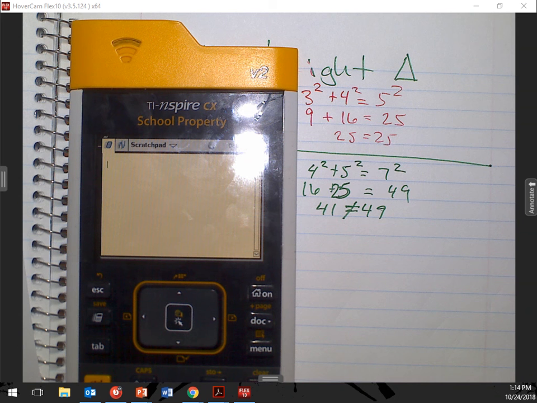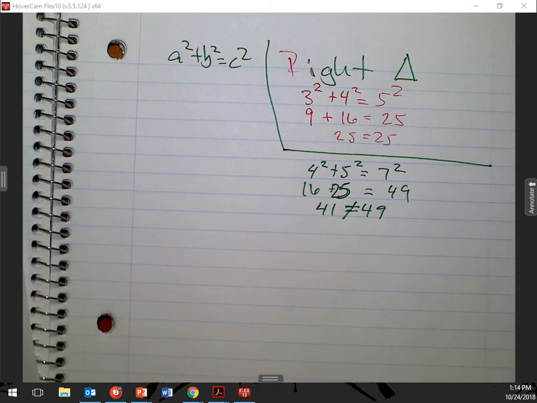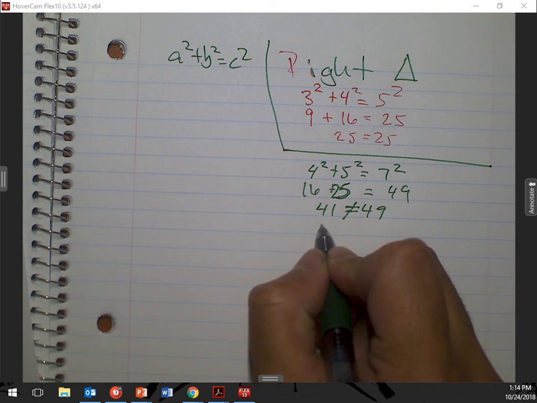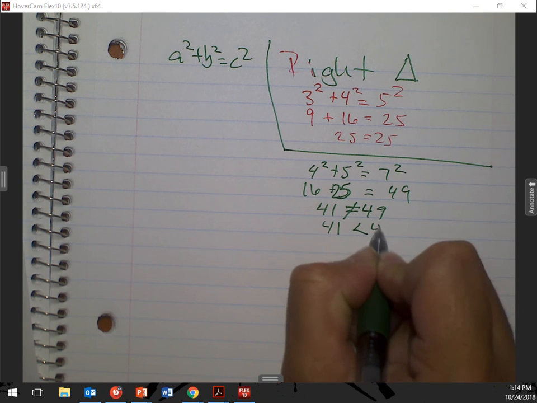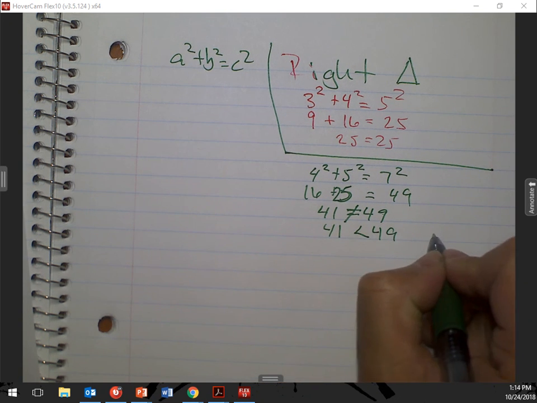All right, so watch this. I'm going to do the math. We said 4 squared plus 5 squared, right? There's my 41. So now I'm going to show you guys the rule on this. 41 is going to be less than 49, so this is obtuse.